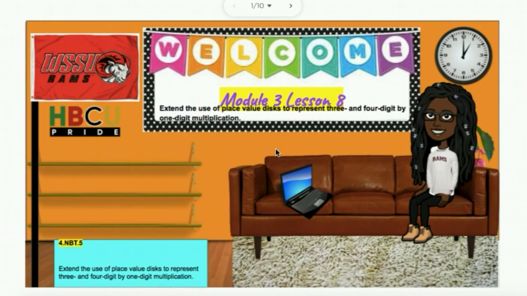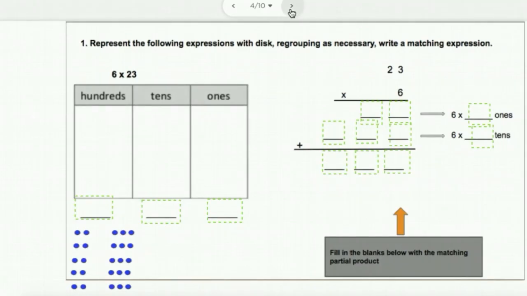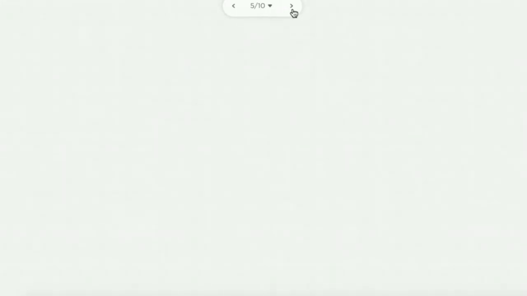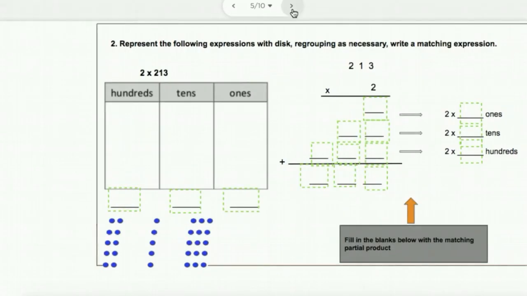Hey you guys, and welcome back to yet another video. In today's video, we are focusing on Module 3, Lesson 8, where we're going to be extending our knowledge of place value to now multiplying equations that no longer look like this, and instead look like this. Yes, you guys, we are multiplying now by 3-digit and 4-digit numbers. But it's the same concept, so let's get right into it.